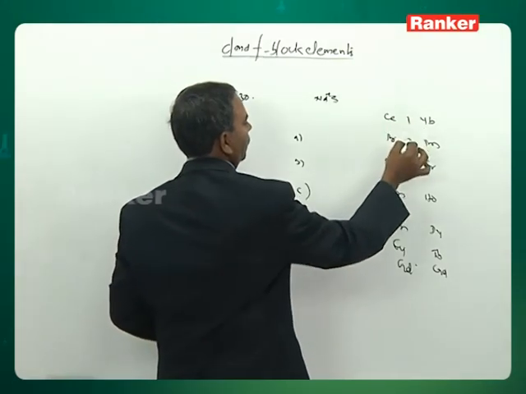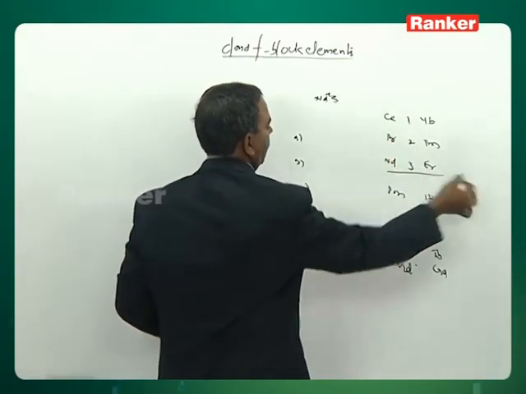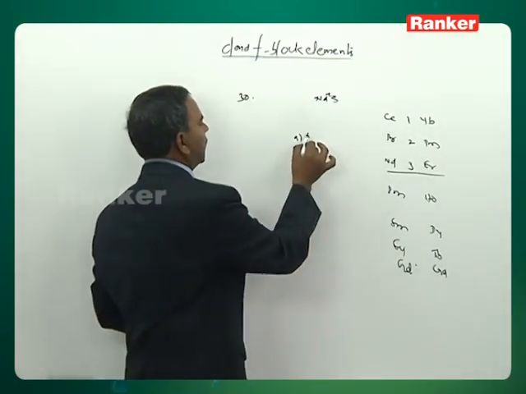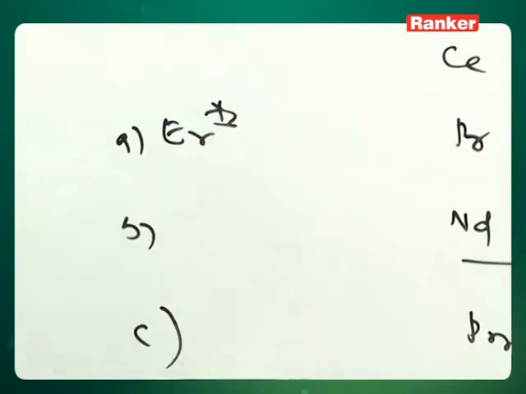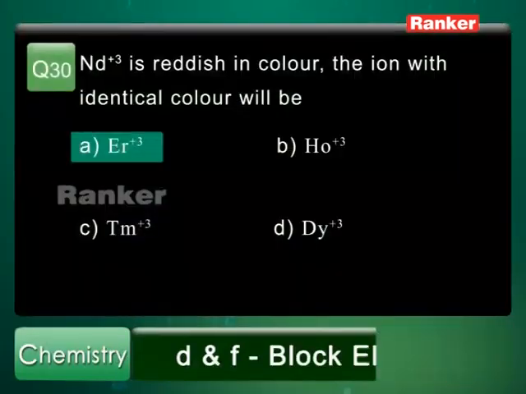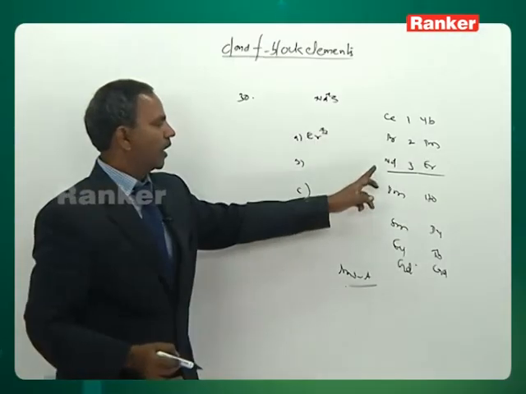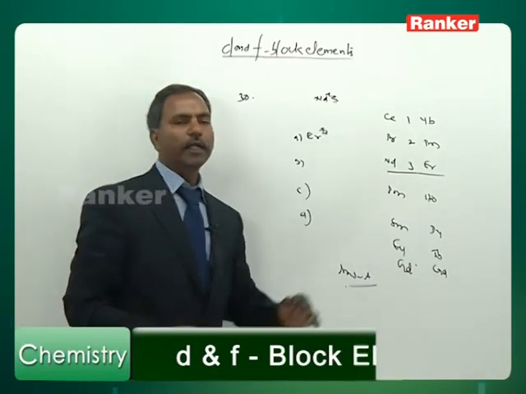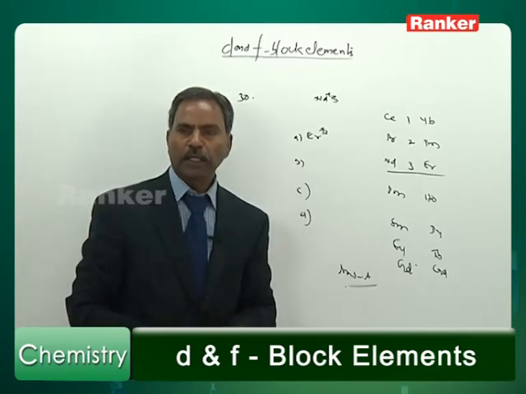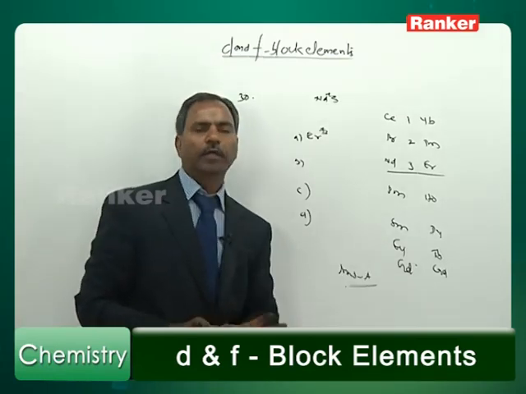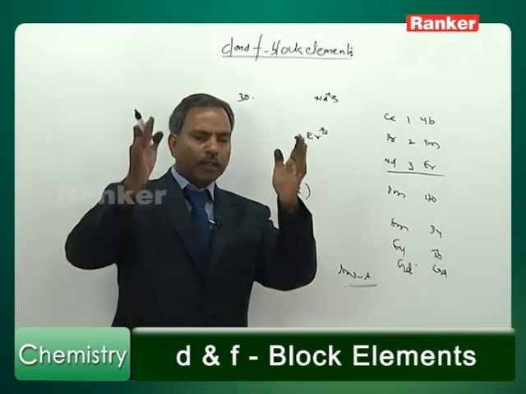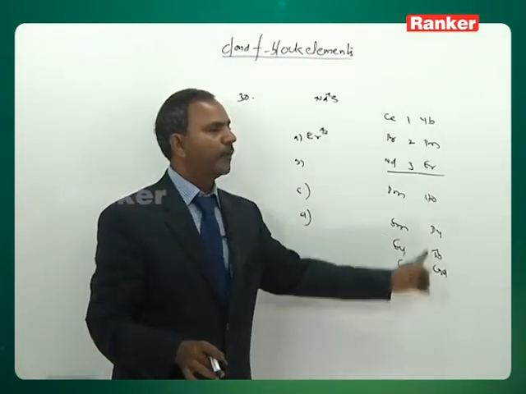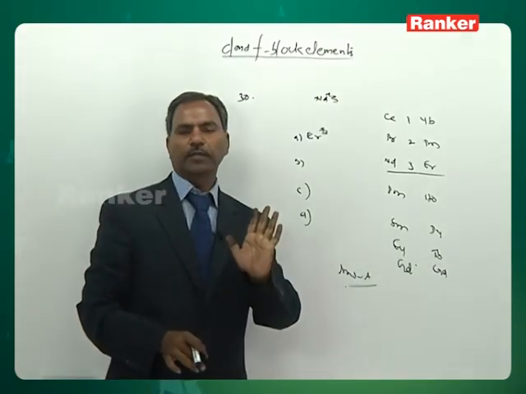Here this is 1 unpaired electron, 2 unpaired electrons, 3 unpaired electrons. The answer is erbium plus 3, the correct option. So the answer is A. Neodymium and erbium plus 3 both have the same number of electrons, and their color is found to be more or less identical. This concept is very important. For this, you have to remember all the 14 lanthanides and be in a position to write this table. Otherwise, you cannot answer in the examination.